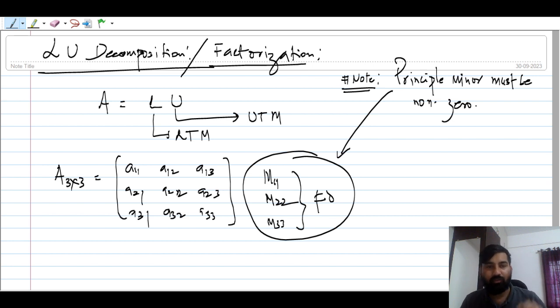The first point you have to notice always is that whenever a matrix is given, you check whether M11 is 0 or not. If it is 0, then you cannot decompose, you cannot factorize into L and U. That is the primary thing that you have to check. So for LU decomposition, this is the first note you have to remember: this should not be equal to 0. I think this is clear.